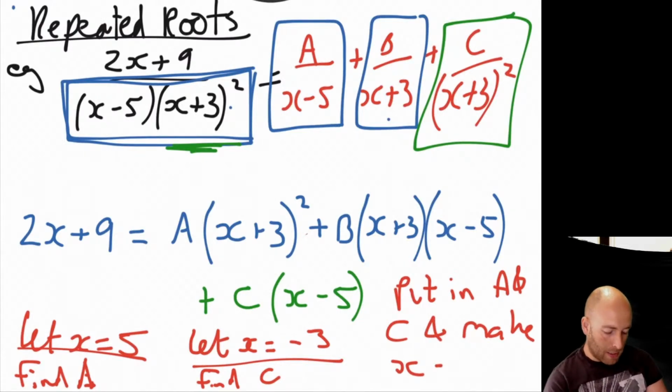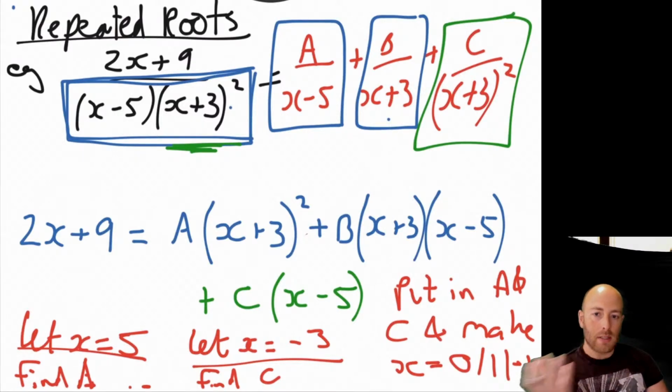I would always say make x equals 0 or 1 or minus 1, something you haven't already put in. So in this case 0 would probably be my first choice. Make x equals 0 and then we can then solve it.